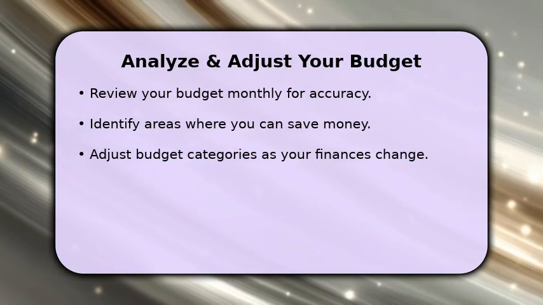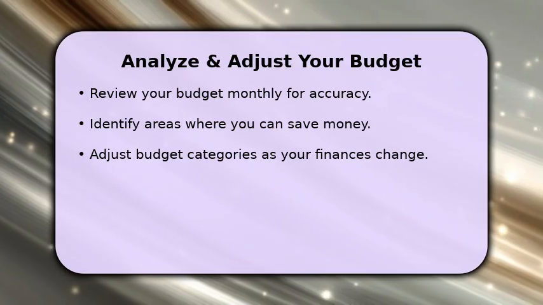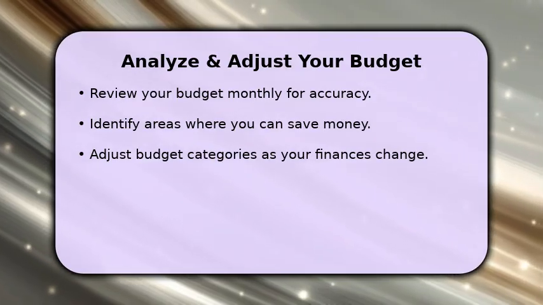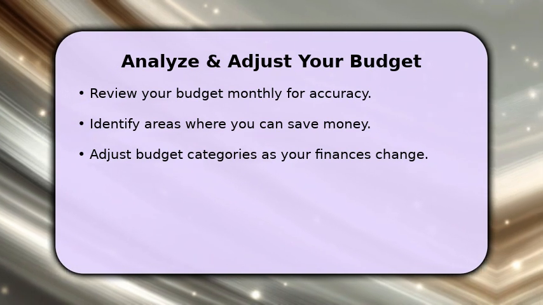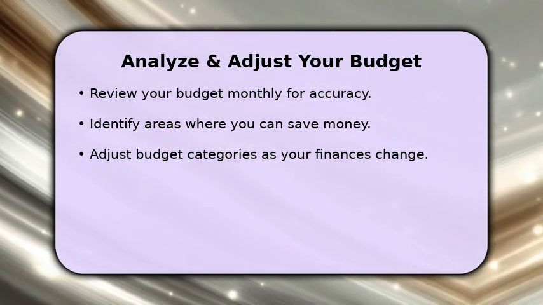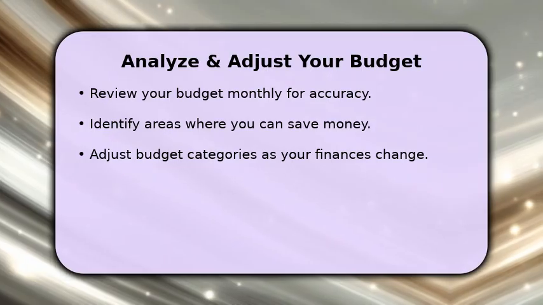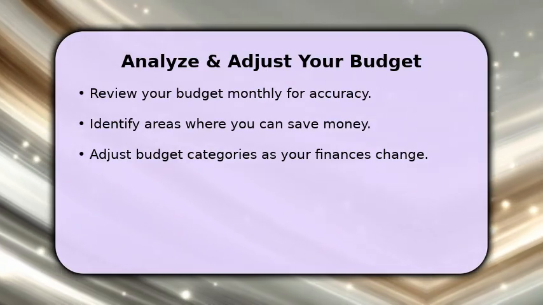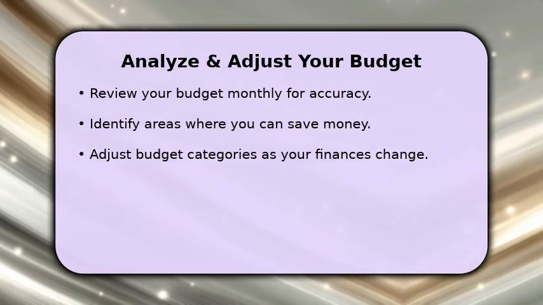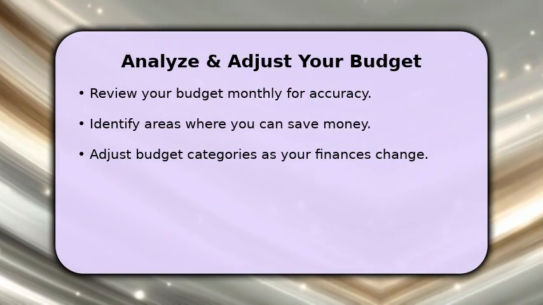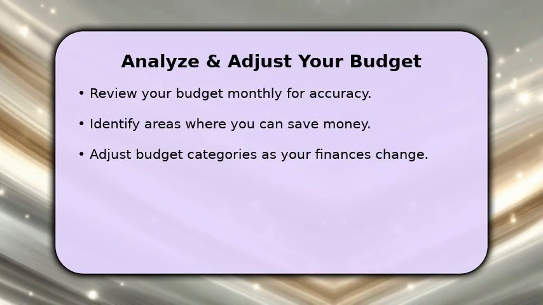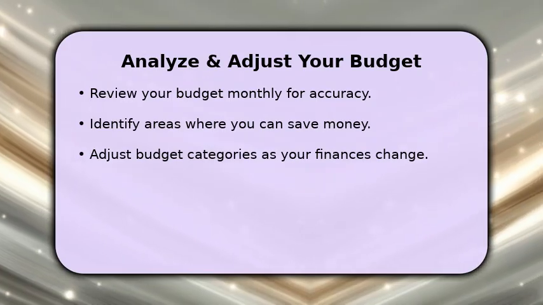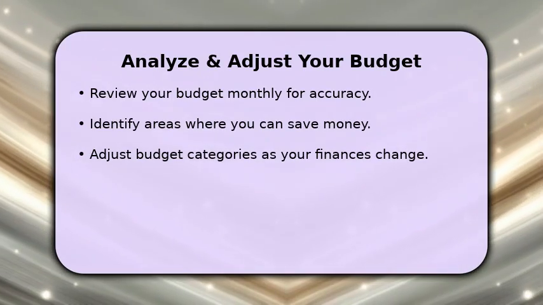Finally, it's time to analyze and refine your budget. Review your financial plan monthly to ensure accuracy and identify any spending patterns. Look for areas where you can potentially save money, perhaps by reducing discretionary expenses. Remember to adjust your budget categories and amounts as your financial situation evolves. This ongoing process helps you achieve your financial goals effectively.